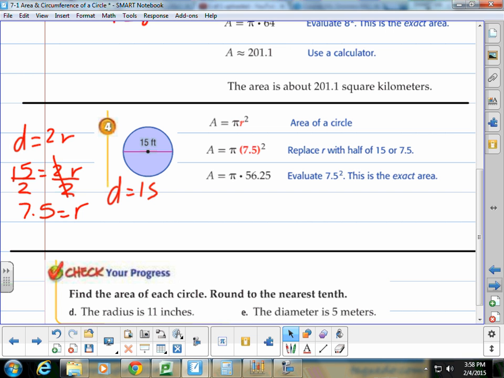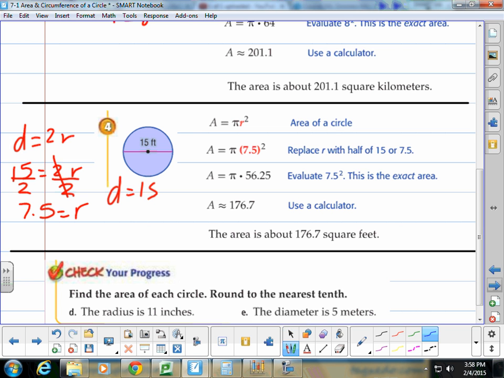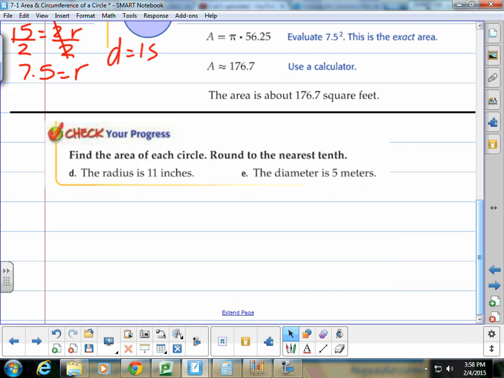multiply that through, so this would be my exact area, but I'm going to use the calculator to estimate, and it's approximately 176.7 square feet. Remember, areas are in square units, because at this point, when we're squaring, we are doing feet times feet. All right, two more examples.